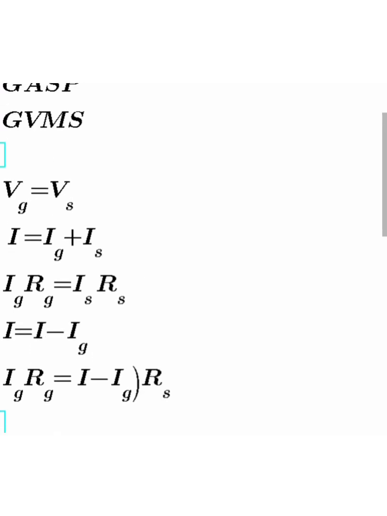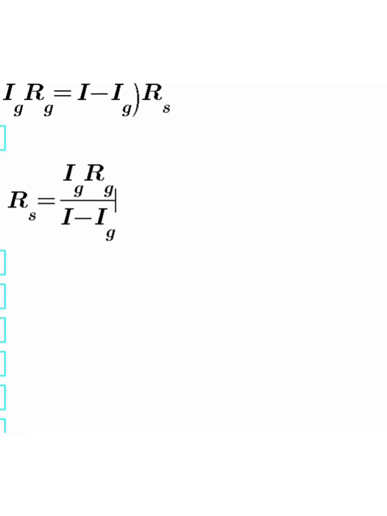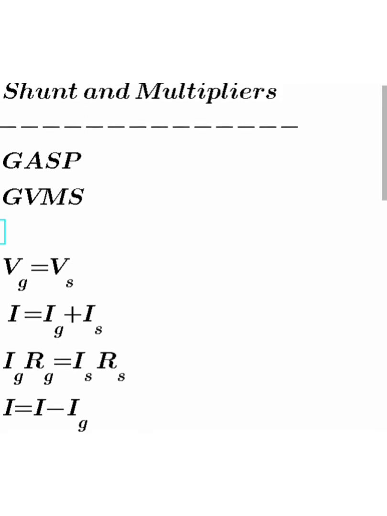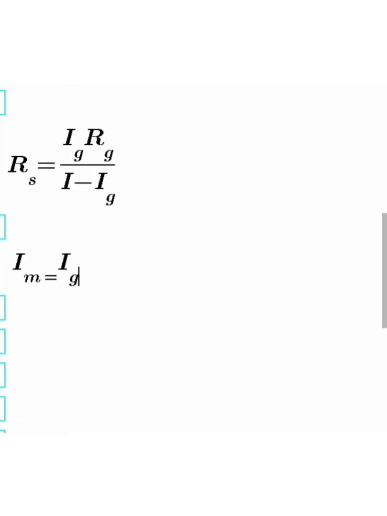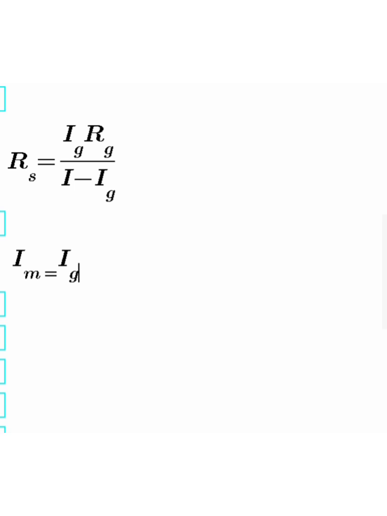Now this is what you need to know when it comes to shunt. The voltage of the shunt is always equal to the voltage of the galvanometer. Now when it comes to multiplier, one thing you need to know is that the current of the multiplier is always equal to the current of the galvanometer, unlike shunt whereby the voltages are always equal. And one more thing, the total voltage is always the addition.